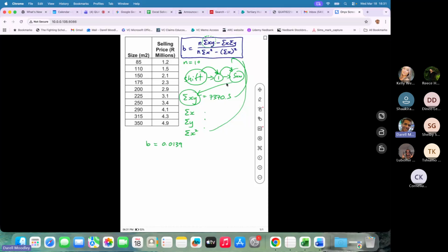The equation for a is sum y minus b times sum x, all over n. So it's a less busy equation. Like I said, you need b first to get a. You do it the same way that I showed you for b: find the values for sum y and sum x, and plug them into the equation. All right, that's the long method.